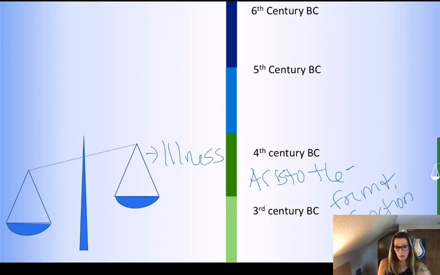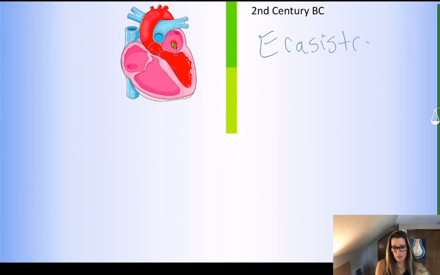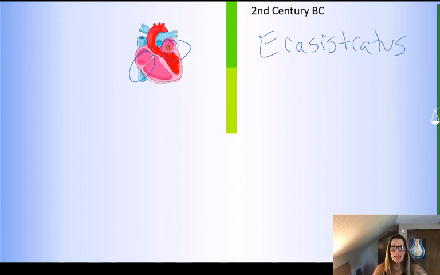Okay. Then we get into the 2nd century BC, and here we meet, I don't know how to pronounce his name, so I'll just write it up there for you. Erasistratus? Sounds good to me. He did some really cool stuff. He accurately described the valves of the heart. That's not a particularly easy thing to do. The heart is pretty complex. He did that.